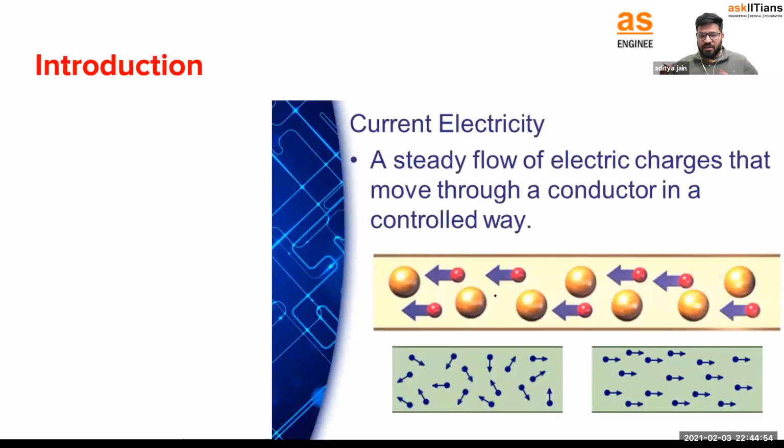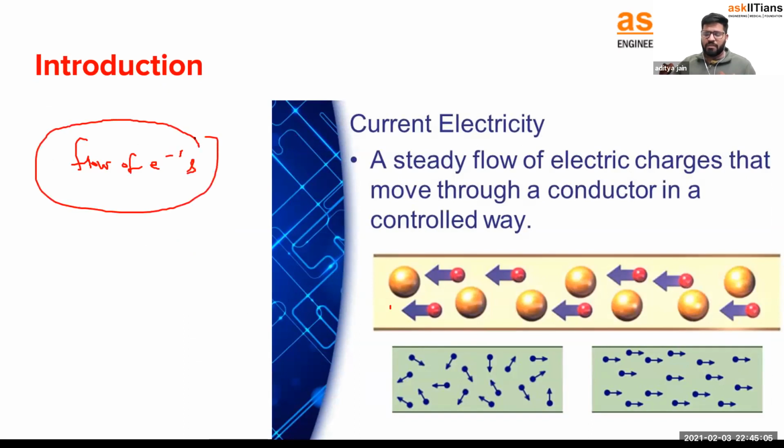Let's first see the introduction, that is, what is basically current. Current, if I define it, is the flow of electrons. Whenever electrons flow through any material, that is known as current. Current will only flow when there is some movement of electrons inside a material. That material can be a conductor, or a metal, or it can be made up of different types of materials as well.